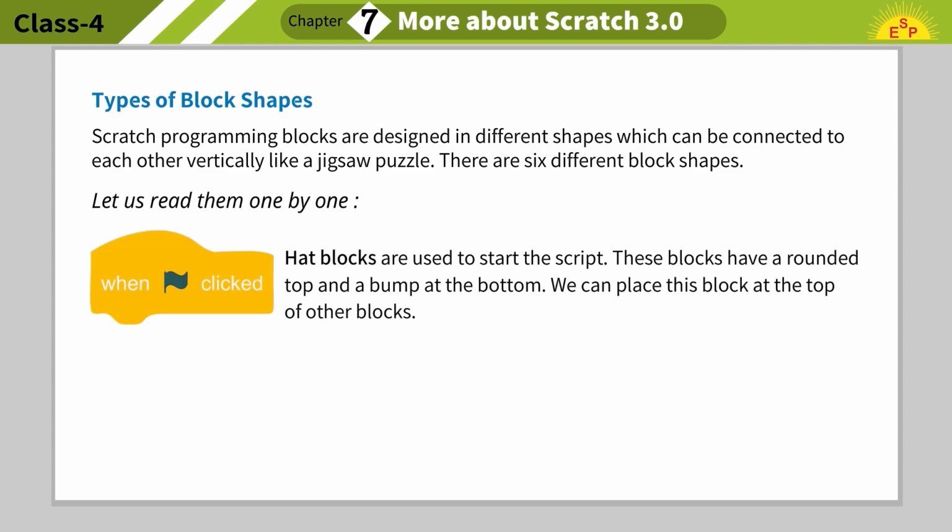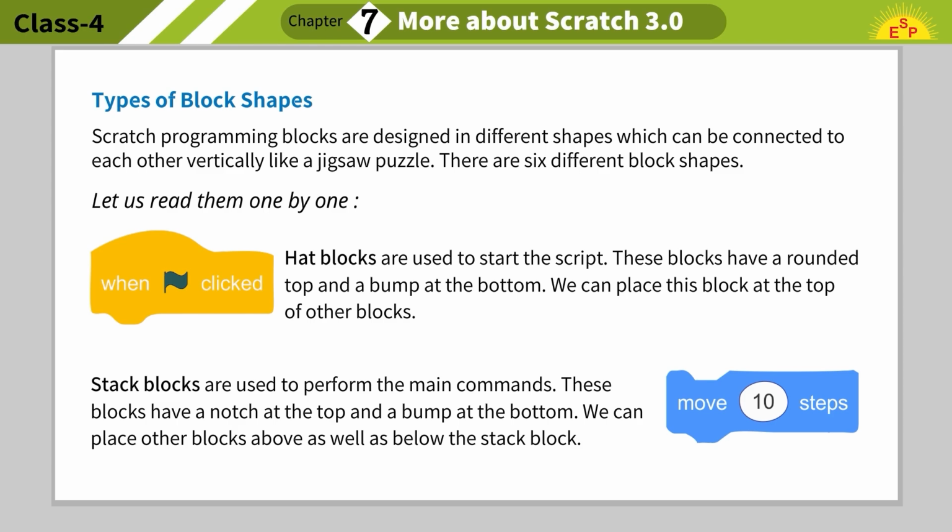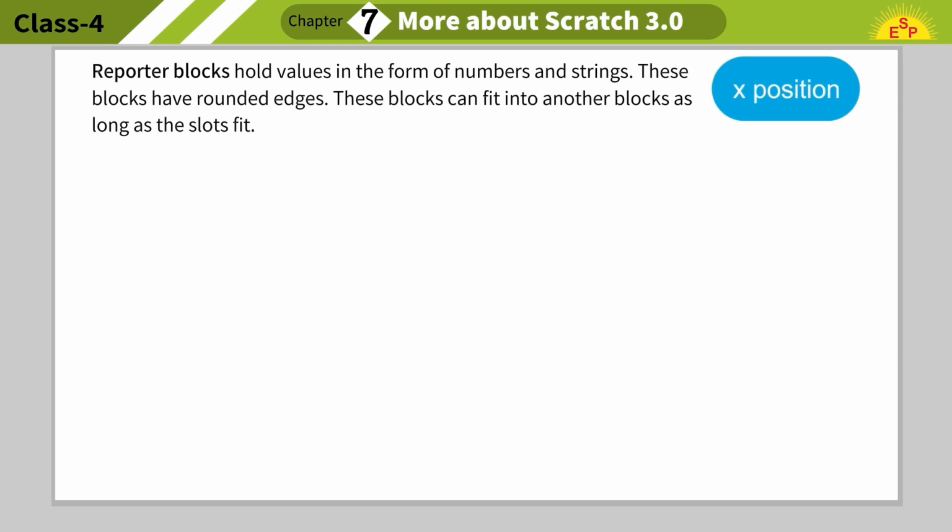Head blocks are used to start the script. These blocks have a rounded top and a bump at the bottom. We can place this block at the top of other blocks. Stack blocks are used to perform the main commands. These blocks have a notch at the top and a bump at the bottom. We can place other blocks above as well as below the stack block.